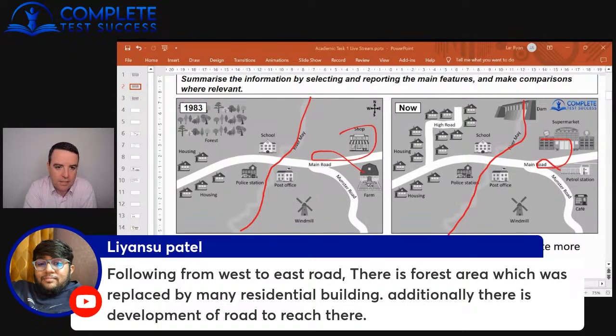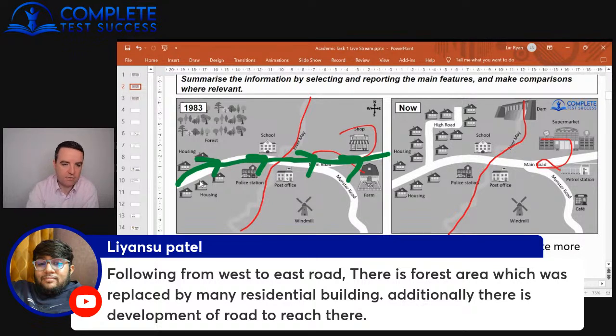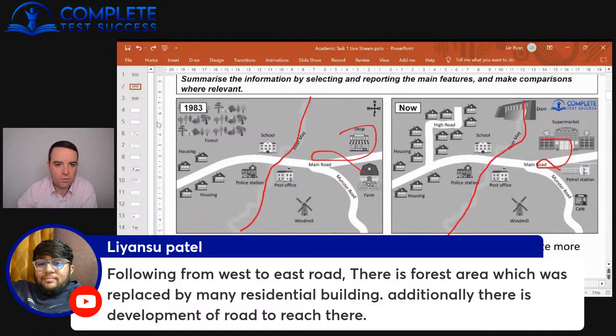Yeah, so I think the location saying following from west to east, what you're saying is that you're going to go along the road like this, that you're going to start here and you're going to move along like that. But you're kind of getting ahead of yourself, because really we just need to know where we are at the moment. If you just say, in the northwest corner of the map, okay, we're up in the northwest corner. And then you can say there was a forest, it's been replaced by some houses.